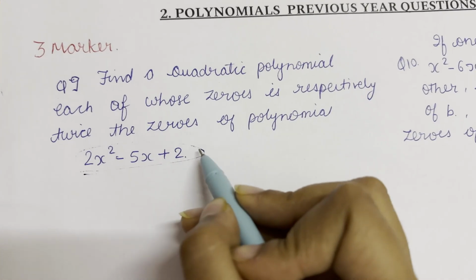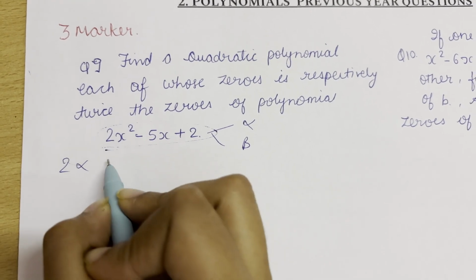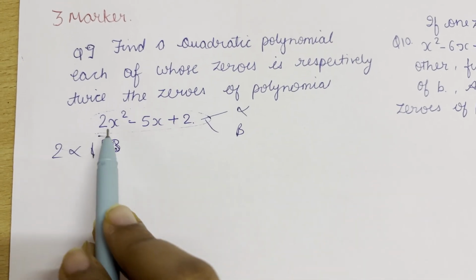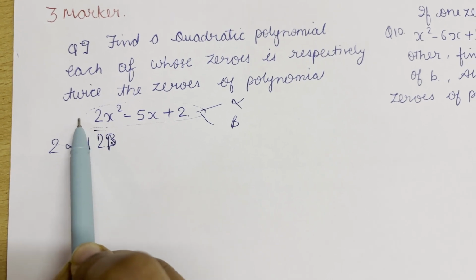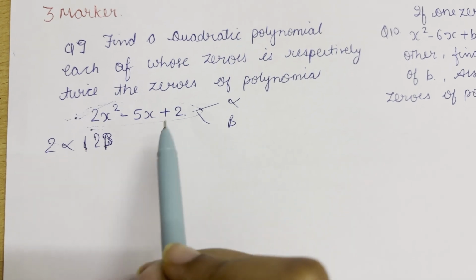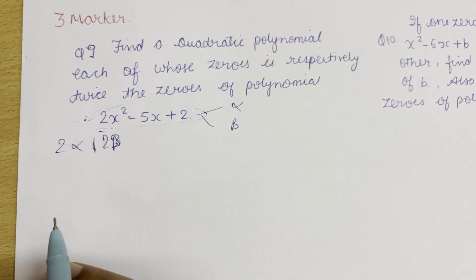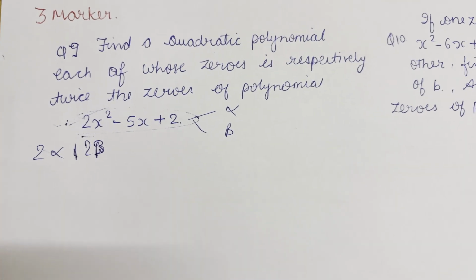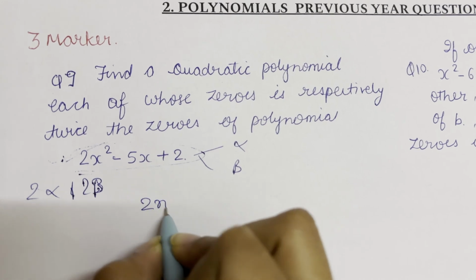Okay, so if the zeros of this polynomial are alpha and beta, then we have to find a quadratic polynomial whose zeros are 2 alpha and 2 beta. That we need to find out. So first of all, we'll find the sum of zeros and the product of zeros of this polynomial. And then from the sum and the product of zeros, we can double the zeros, and then easily find a new quadratic polynomial.